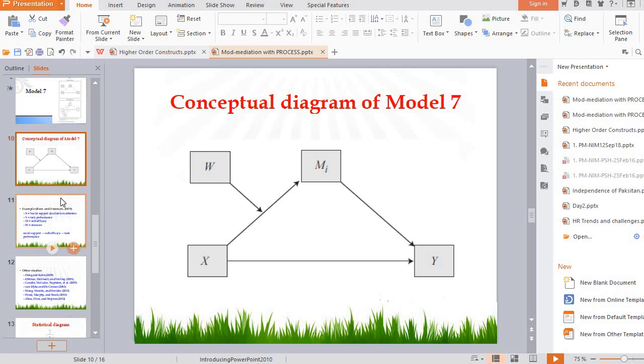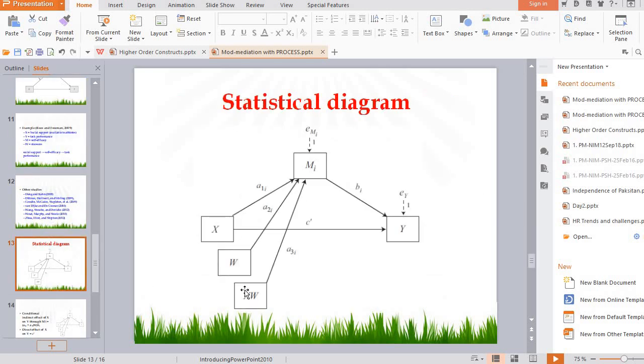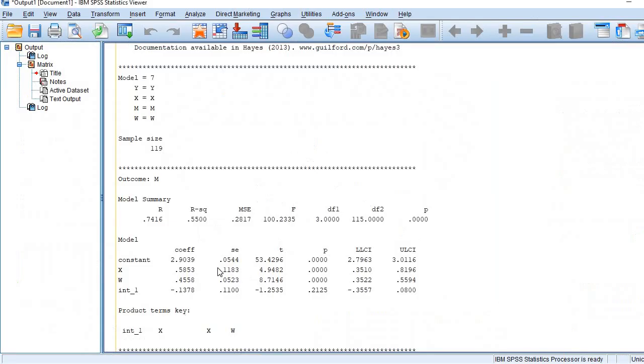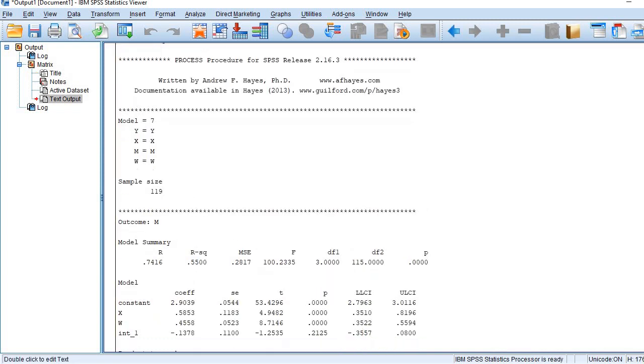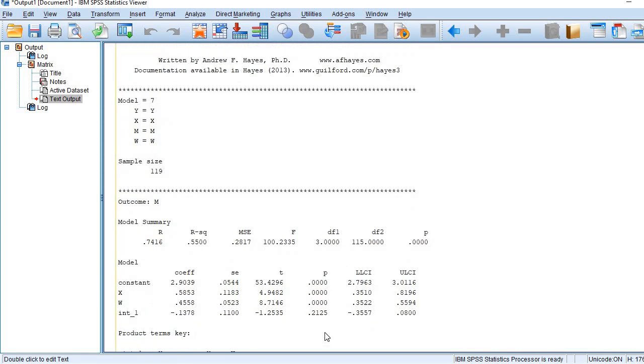If you look at the statistical diagram of the model, there are 3 variables affecting M, the mediator, that is X, W and XW. XW is the product of these 2 variables. Look here. X has a statistically significant effect on the mediator. W also has a significant effect on the mediator, whereas the interaction variable does not have a significant relationship. That means the moderating effect is not significant.